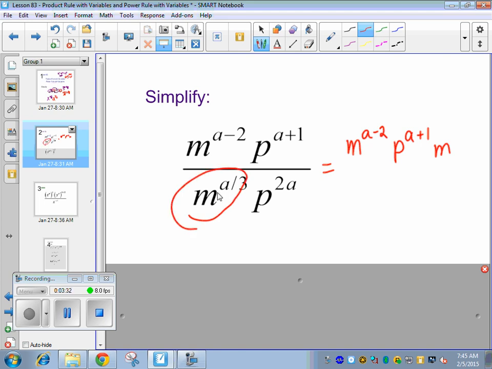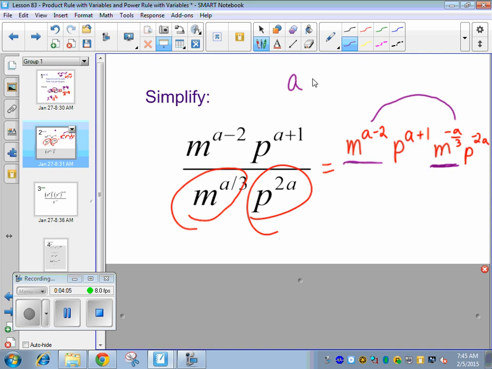And then I'm going to move this to the top. And what happens to the exponent? Becomes negative a over 3. And then I'm going to move this p to the top, and what happens to the exponent? Becomes negative 2a. Show work on these, alright? As much work as you can. Now we add the exponents that are friends, so the m's, right? So I'm going to add a minus 2 and negative a over 3. So maybe off to the side somewhere I have a minus 2 minus a over 3.